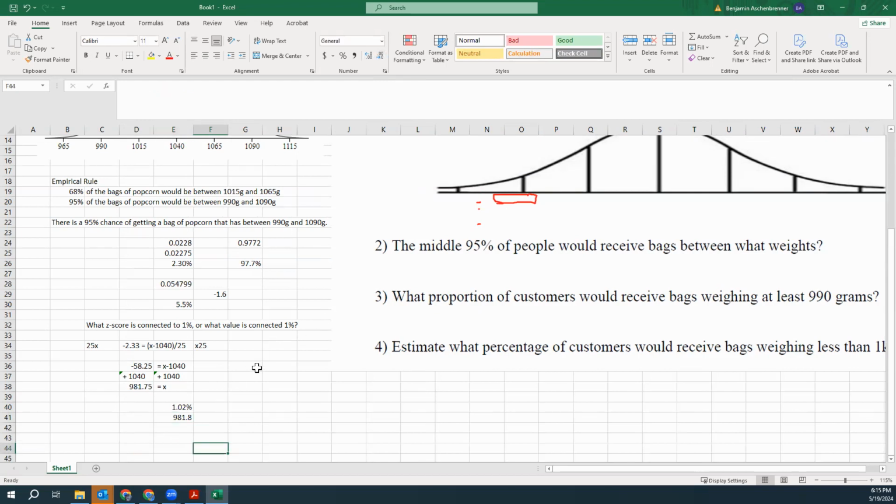Yeah, that's an example of several normal distribution type questions, moving into using z-scores, being flexible between looking left and looking right.